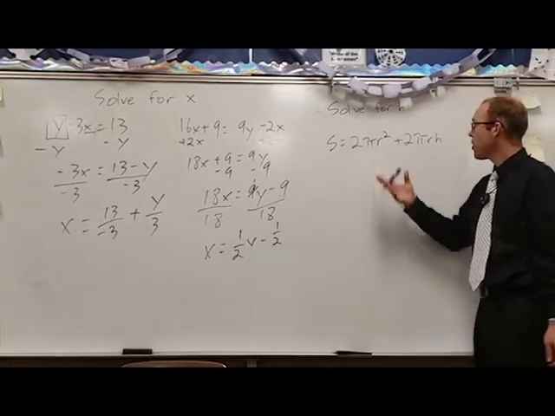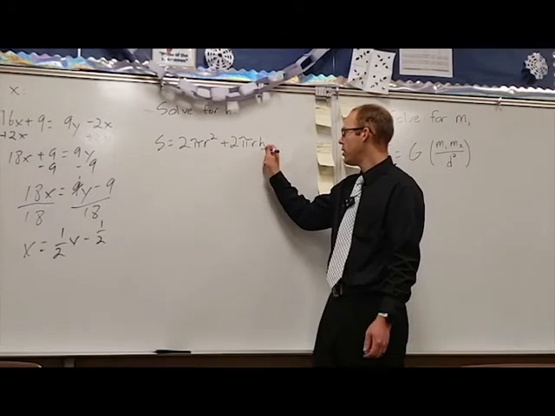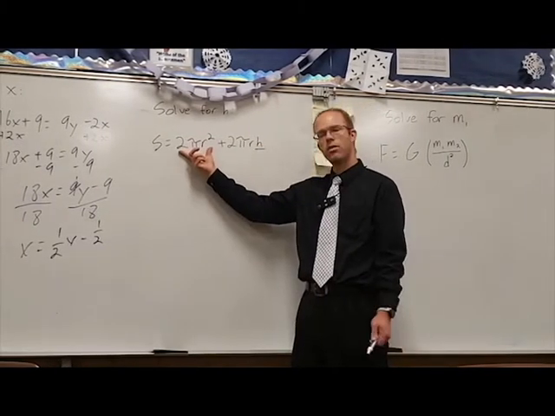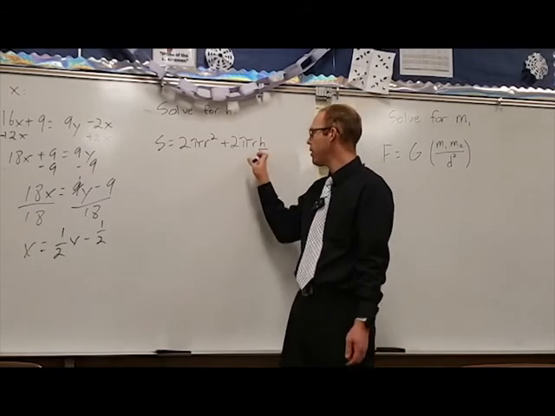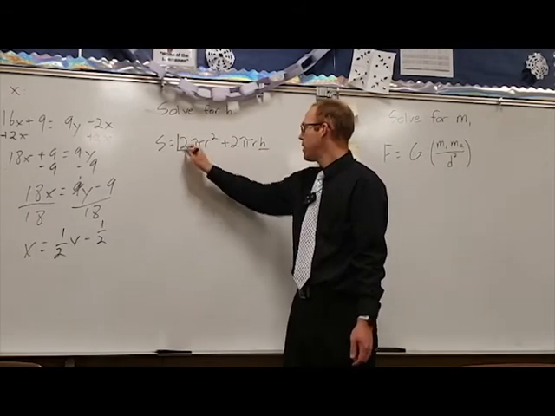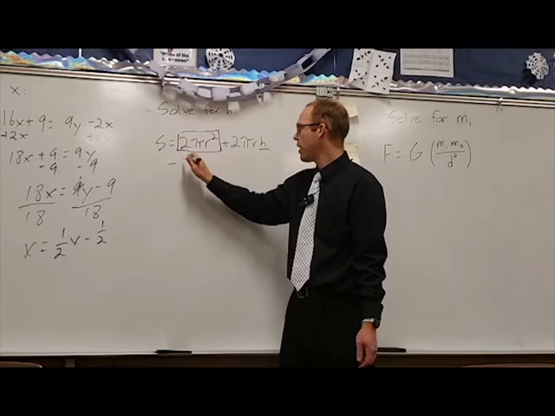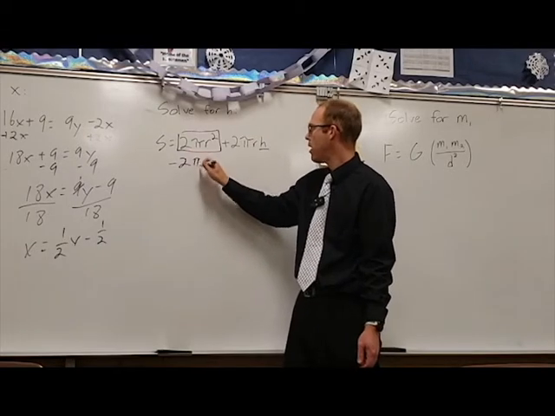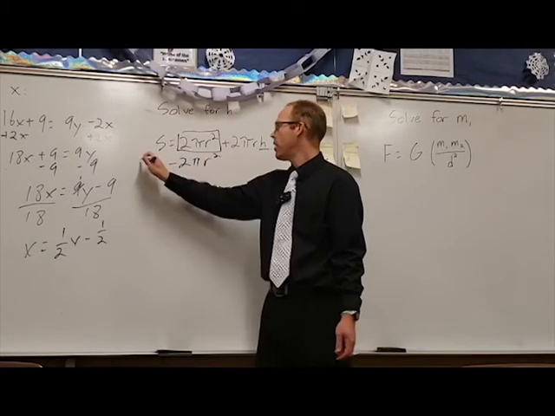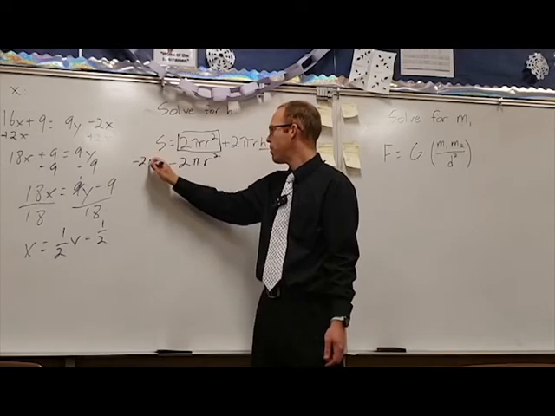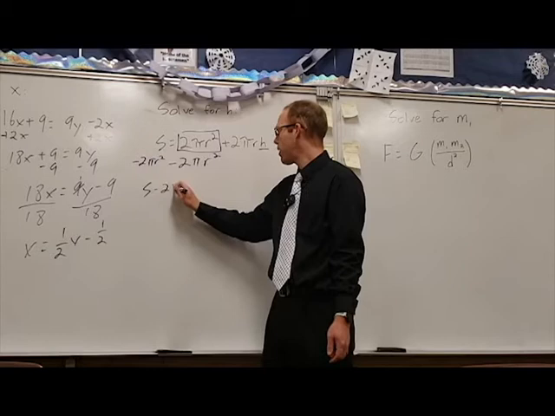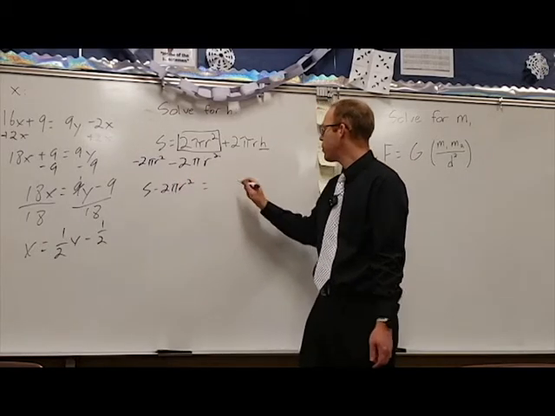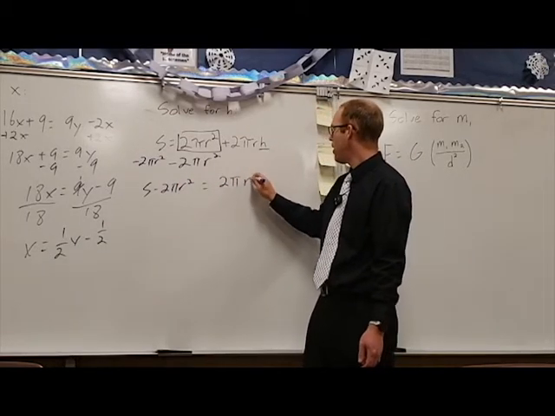All right, this one we're solving for h. H is right here, so we're going to eliminate the term that does not have the h first. I always try to do that, eliminate the terms that don't have the variable. To eliminate an entire term, we're just going to subtract it away. Subtract 2 pi r squared, and then the other side we'll subtract 2 pi r squared. So we get s minus 2 pi r squared equals 2 pi rh.